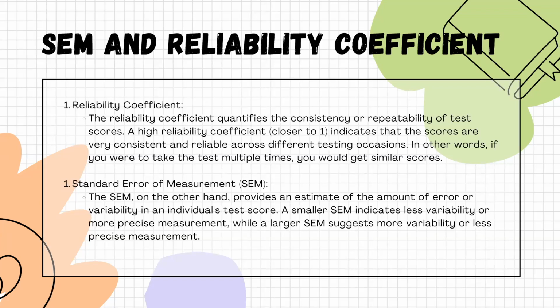The standard error of measurement, the SEM, on the other hand, provides an estimate of the amount of error or variability in an individual's test score. A smaller SEM indicates less variability or more precise measurement, while a larger SEM suggests more variability or less precise measurement.